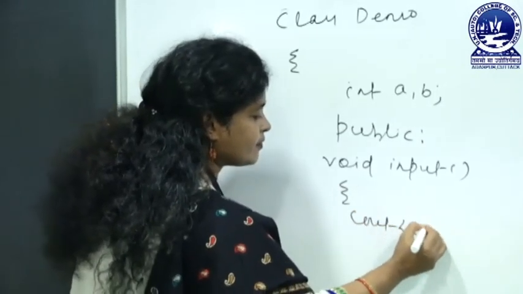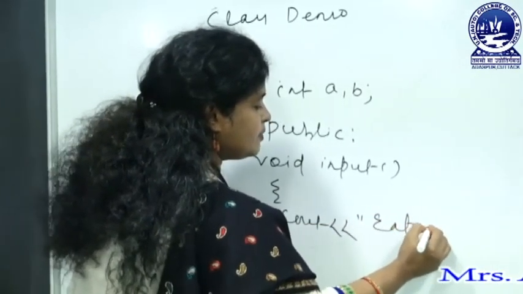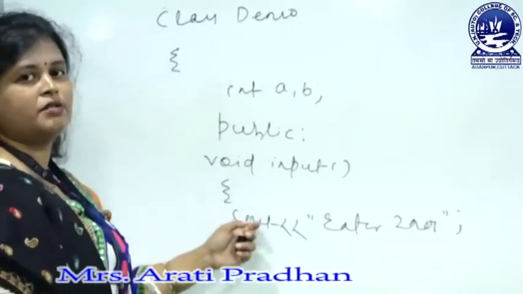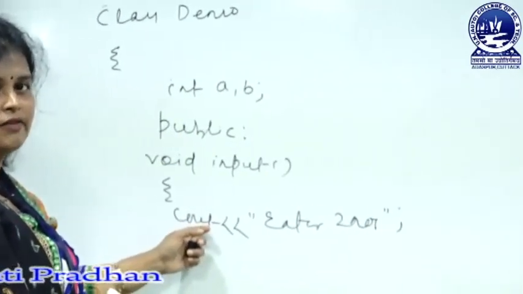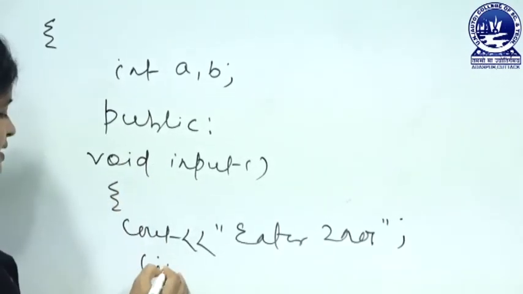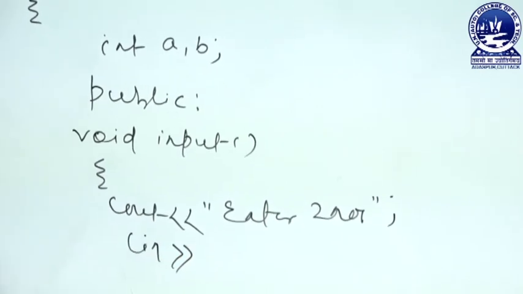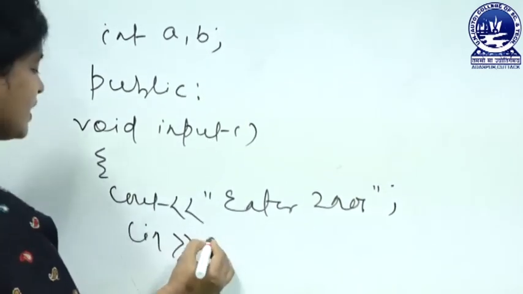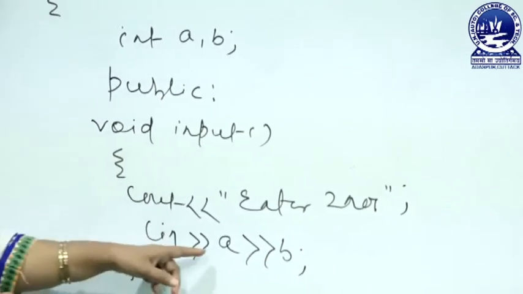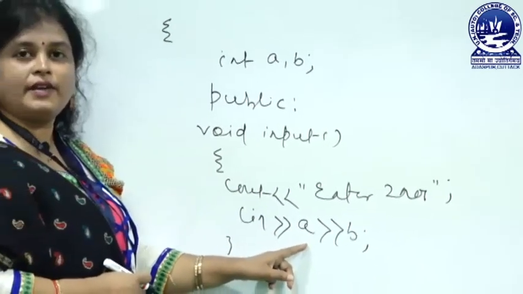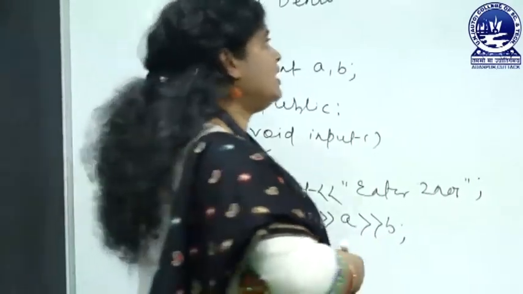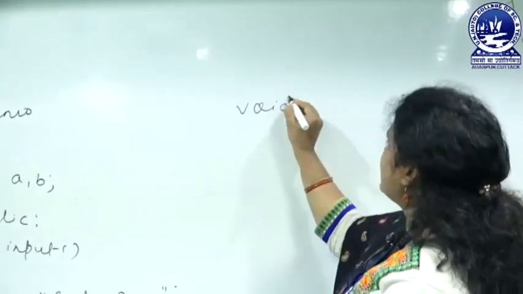Cout, enter 2 number. All of us know that cout is used just like printf to display the statement or to display the message. Then next one is cin, it is very similar to scanf to input the values, cin A then B. The first value you will input into the A variable, then the next one you will input in the B variable. Then we will use here the next method.